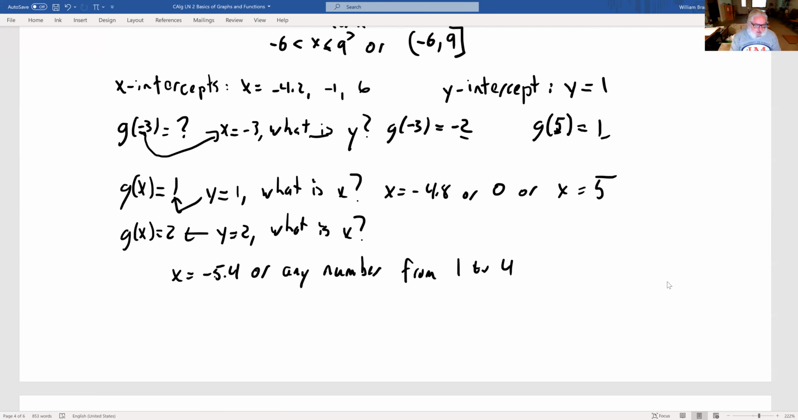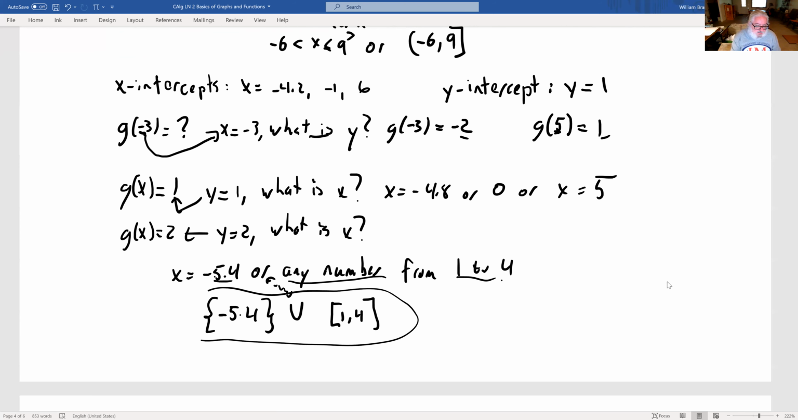So how do we write that in interval notation? Well, a number all by itself is in curly braces like that. 1 to 4, we know what that is. We want to include the endpoint, so it's 1 to 4. If we have 2 separate things that we want to join together, either this or that, we use a U. That's the symbol for or. So in interval notation, this is the answer to this question. Good. Okay.